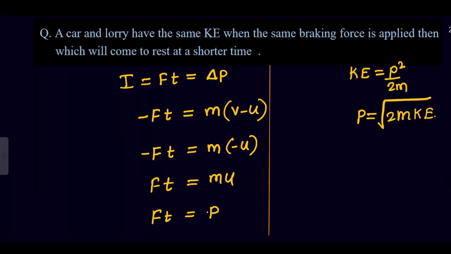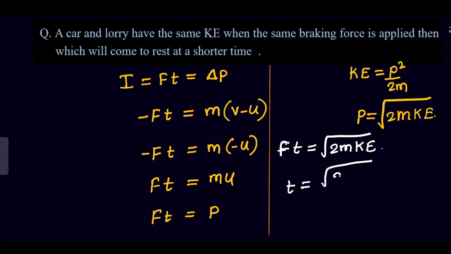So tell me now, F into T will come to be what? So that is F into T, which will come to be root 2m into Ke. Now T value we need, na? T is equal to what we can say here? That is root 2m Ke by F. Now we need to see which terms are same. Kinetic energy is same and force is also same.